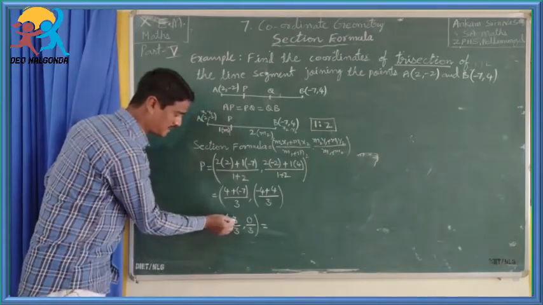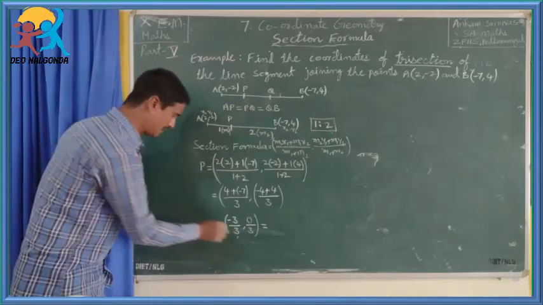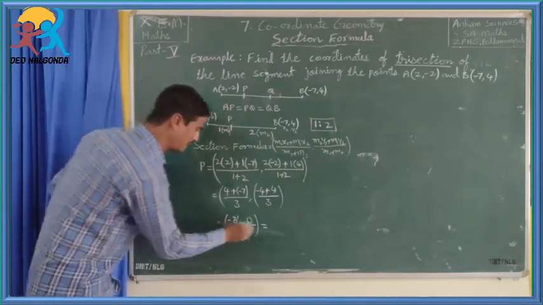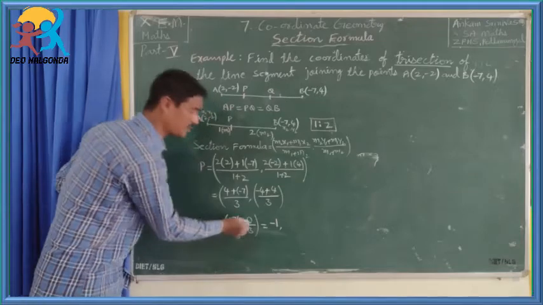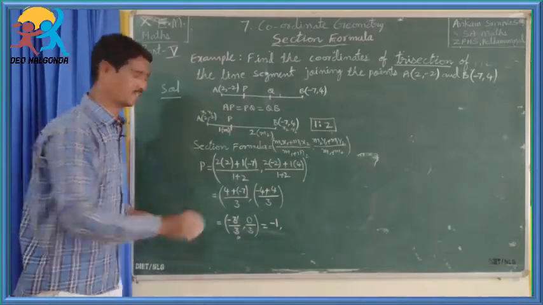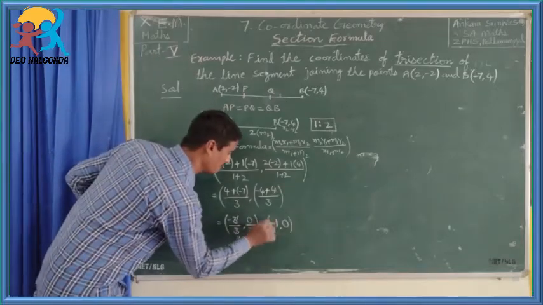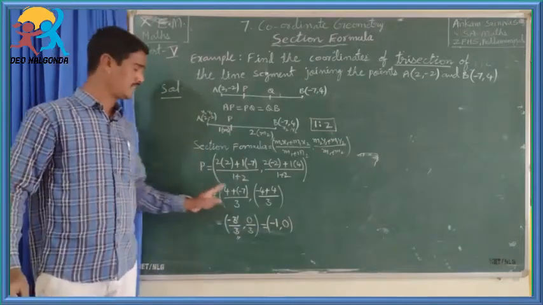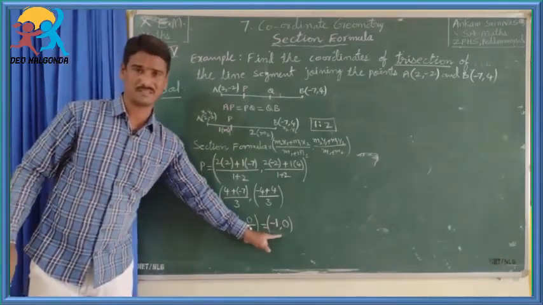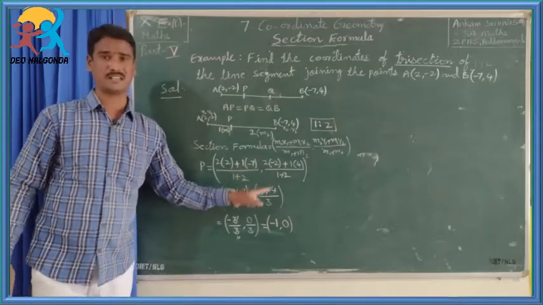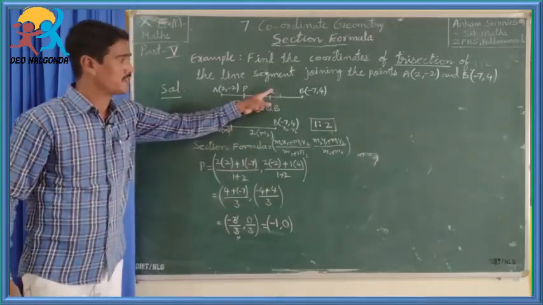And -3 by 3 is -1, and 0 by something is always 0. So the coordinates of P are (-1, 0). It is not the complete answer yet. We have to find the coordinates of Q.